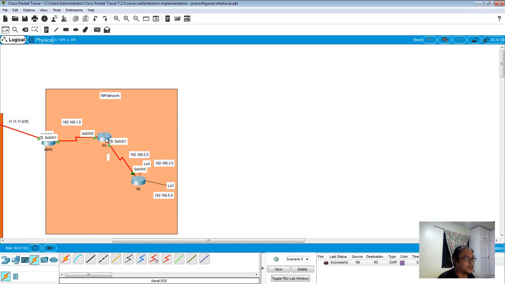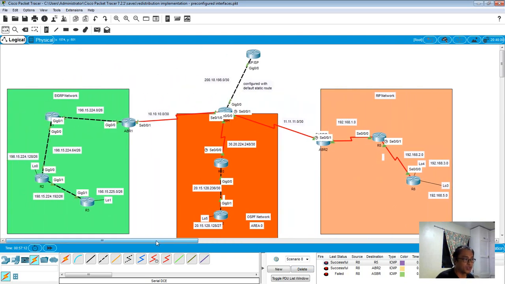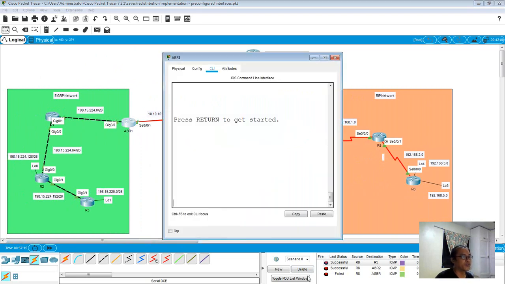So basically, after our routing, ping here to here, yes. Ping here to here, yes, of course. Ping here to here, no. Why? Because this is RIP and this is OSPF, so it can't communicate unless we redistribute. Okay, so let's move to the PCAS router and configure them.